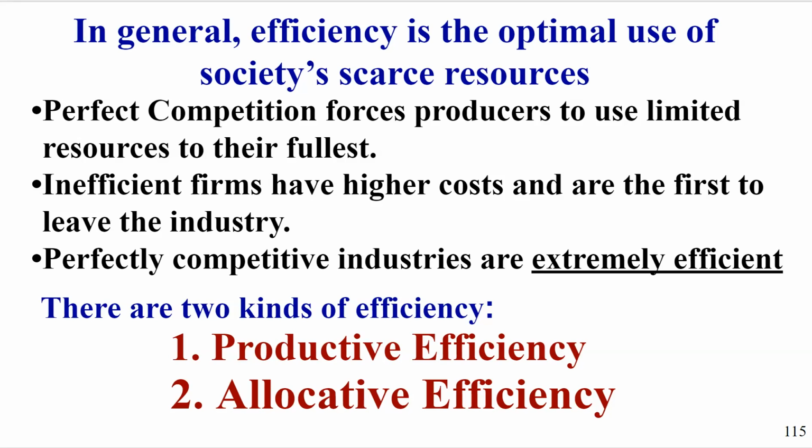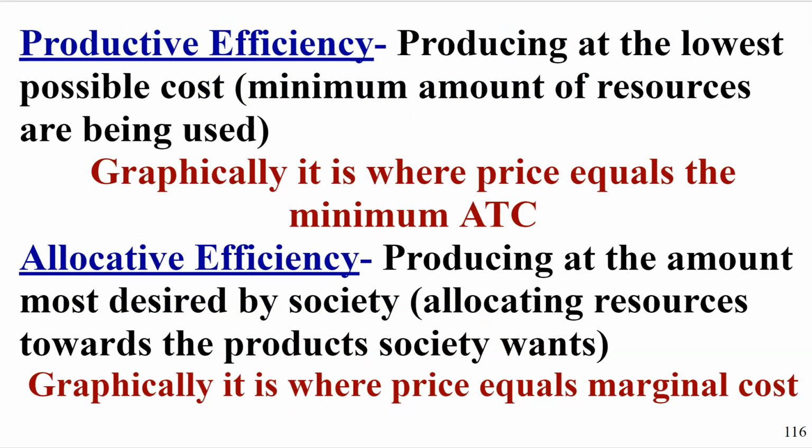So perfectly competitive structures are really efficient in doing both of these types of efficiency. Let's talk about what the differences are between productive and allocative. Productive efficiency is this idea of price equal to minimum ATC. So you are producing at the lowest possible cost, okay?